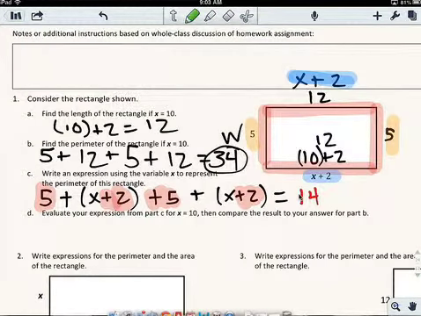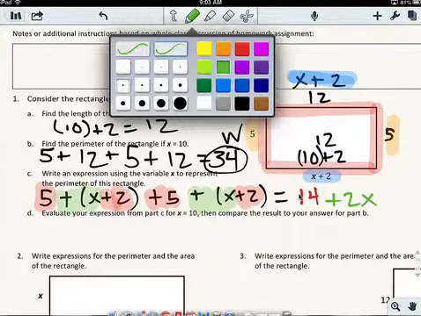And then I have a couple of terms, let me get my green highlighter, plus x and plus x. x plus x gives me 2x. So I have 14 plus 2x for my expression, and that's what I should end up with.